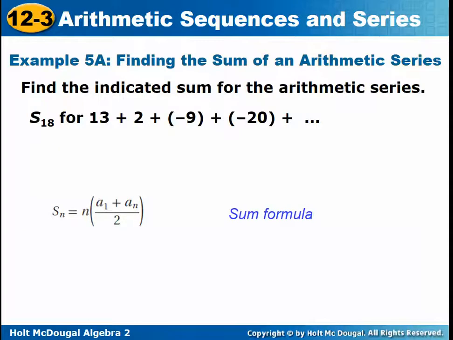All right, so here we have our first problem. It says we want to find the sum of the first 18 terms. That's what this means. S of 18 means they want us to add the first 18 terms, and then this is the series.